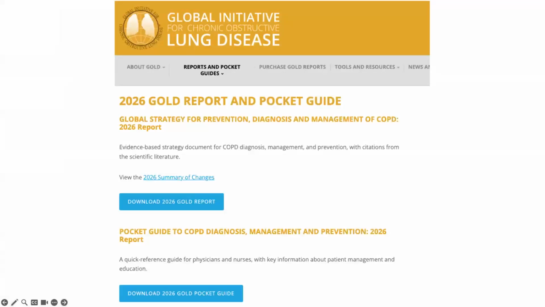So you can just Google GOLD COPD or go directly to their website, goldcopd.org, and you can quickly download PDF versions here of either the full report or the more abridged pocket guide. On the webpage shown, there's usually advertised an annual GOLD International COPD Conference, and it's typically in Philadelphia, Pennsylvania each year.